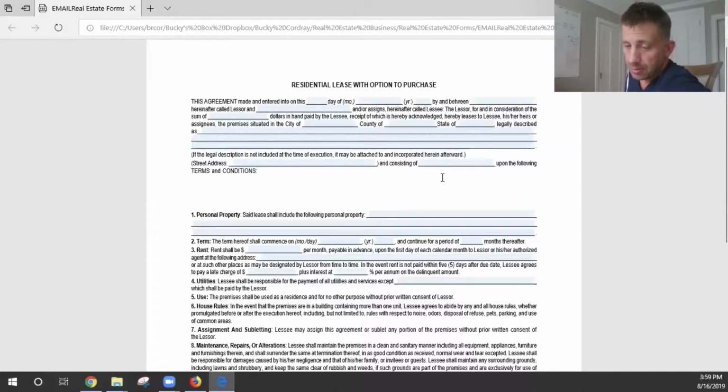Benefits of a lease option. Okay, we're going to break these down as the benefits for both the buyer and the seller. There are benefits for both of us, as the buyer and the seller. So let's break them down. Benefits as the buyer.